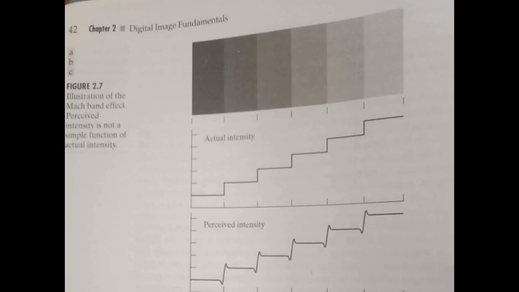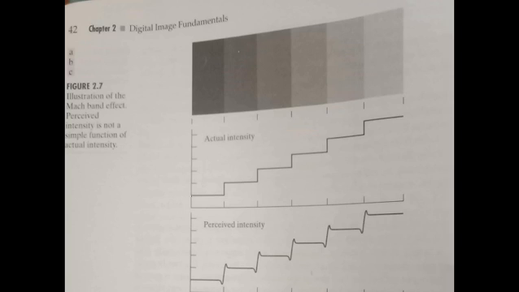When you look at an image, the image is not just a function of intensity. It depends upon various other factors. Let us take it one by one. The first thing is called the Mach band effect. If you look over here, this rectangle has uniform intensity throughout. Similarly, this rectangle also has uniform intensity throughout. And this is the actual intensity.